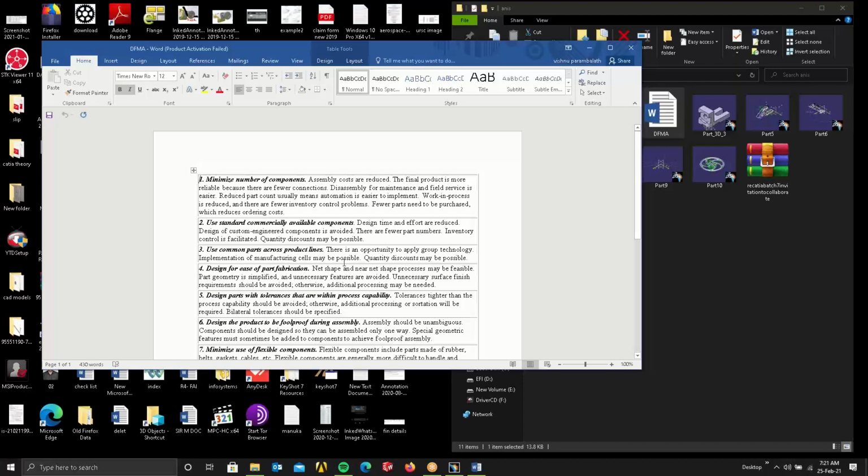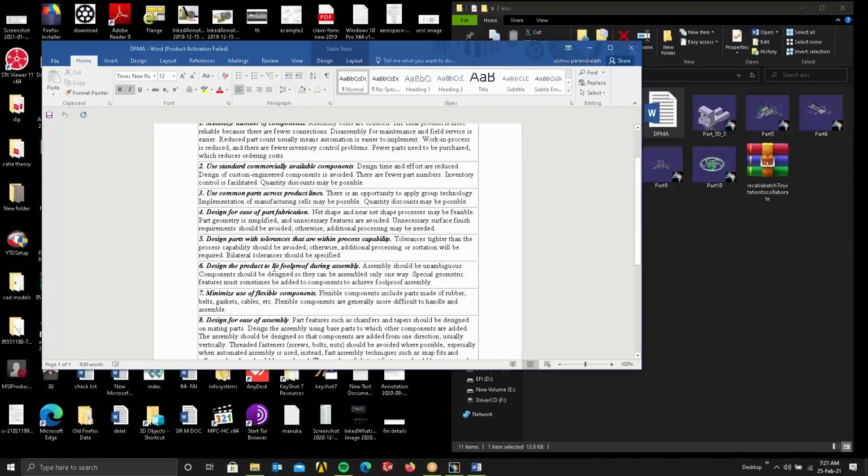Even in nuts and bolts, if you have M12 bolts, you can directly put M12 holes. You don't have to put 12.7 holes, then you have to manufacture that component again. So unnecessary cost escalations you can avoid. Use common parts across a product line. For similar products, whatever orifice dimension you have used in one component, you can give the same orifice dimension for the other components. So you can save cost and time.